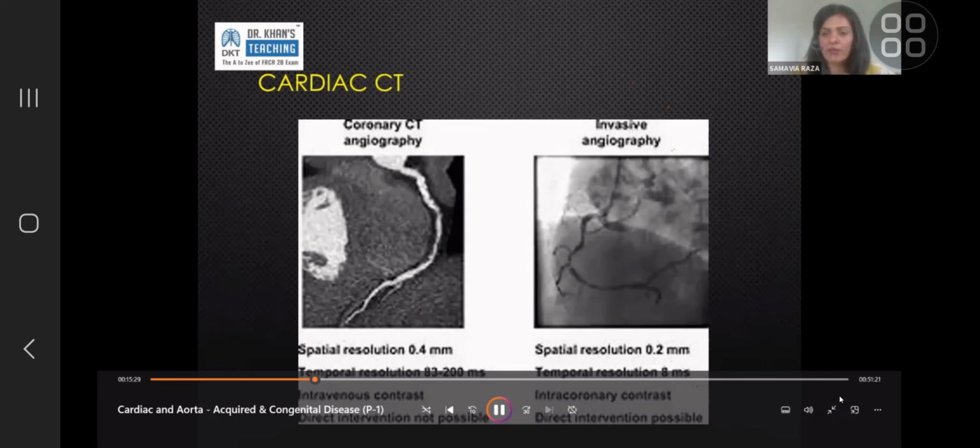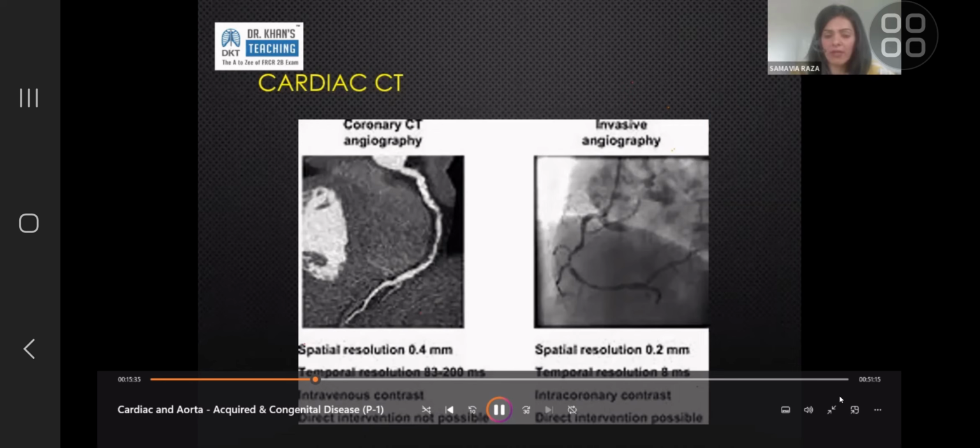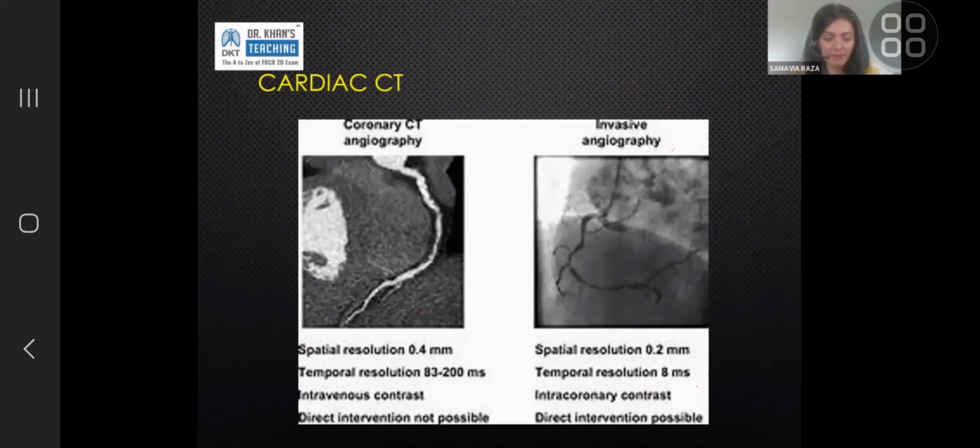What is different and what is similar between the two? With invasive angiogram, the spatial resolution is different between the two. The temporal is different. I won't focus too much on that, but I don't want you to weigh the importance of one over the other based on the resolution, because that doesn't really make a big point in convincing you for one or the other. Contrast is usually the same or almost the same for both of them, the type of contrast we use.